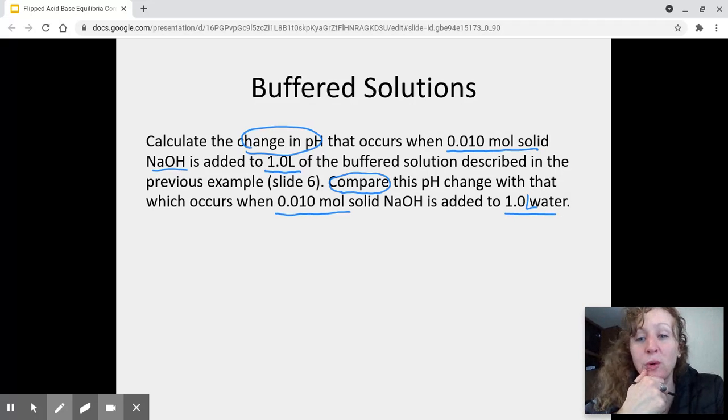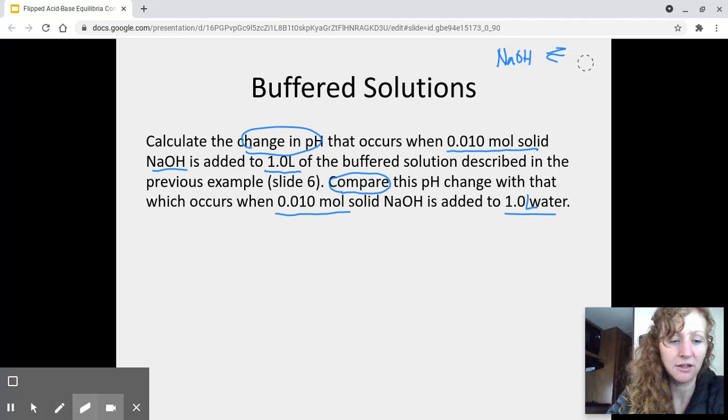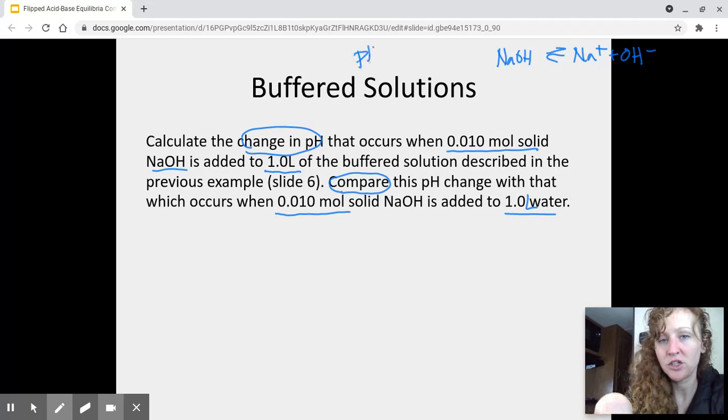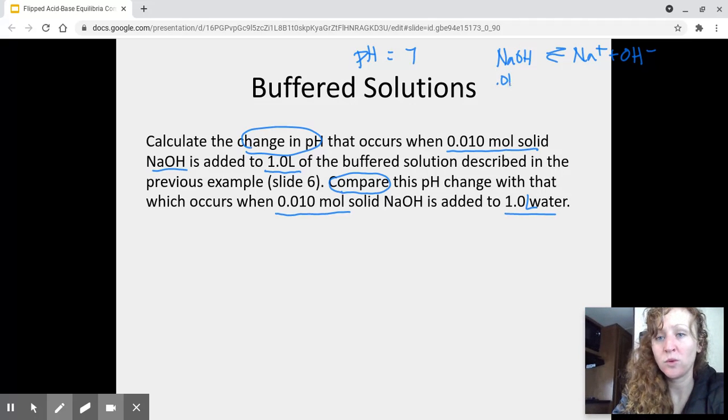Okay, so we're going to do a calculation twice. We're going to do adding solid sodium hydroxide to water and adding solid sodium hydroxide to a buffer. So let's do the easier one first. We're going to add sodium hydroxide to water. You can calculate the change in pH that happens with this one. This is an easy one for us to do, right? We know that the pH of water is going to start at 7. What's the pH of the solution going to be when we add 0.01 moles into 1 liter?